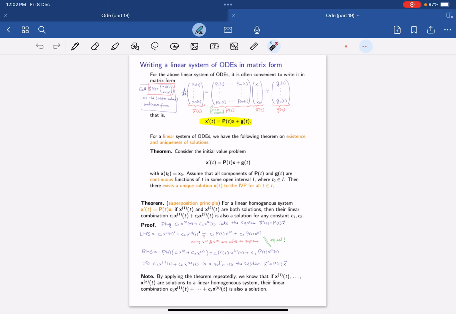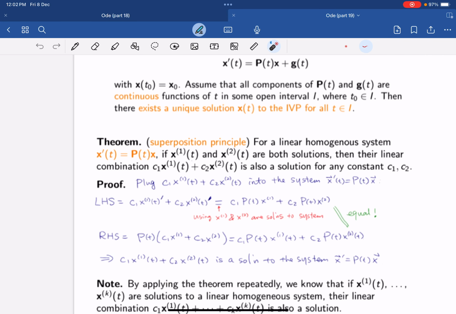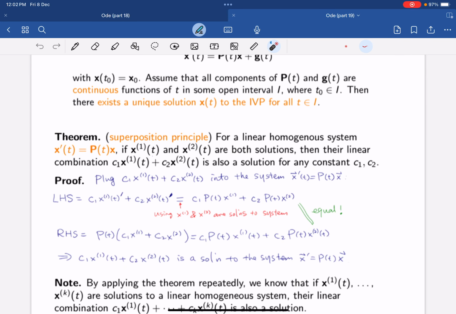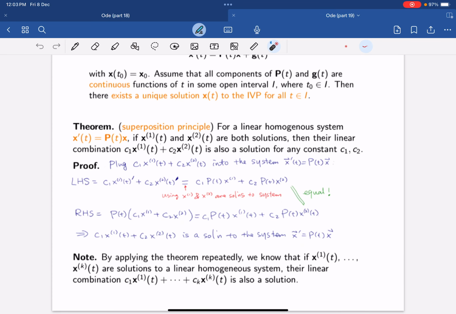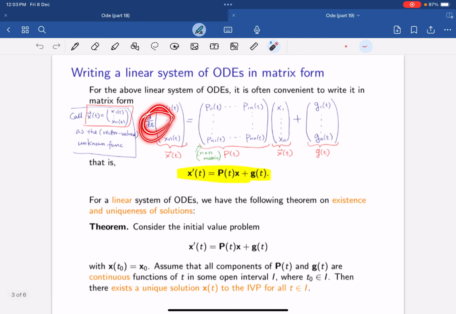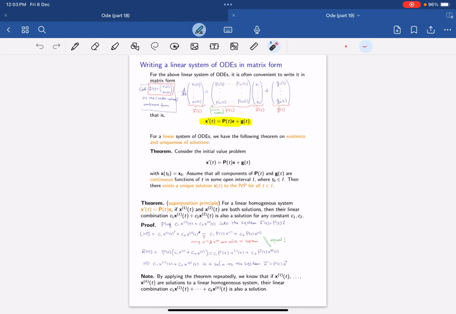But the superposition principle is very easy to see, and you now see why there are so many similarities. Once you write it in this matrix form, you just manipulate it like a linear combination. You plug this equation into the system and check that it's a solution. And because the derivative is a linear operator, it works out.